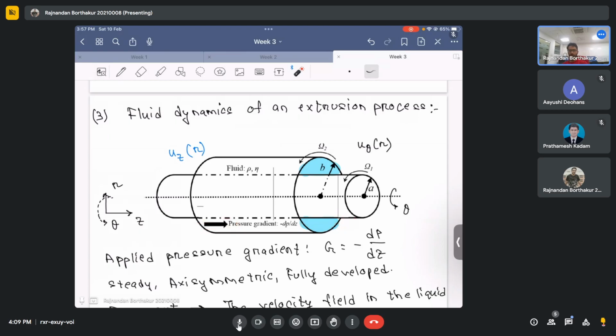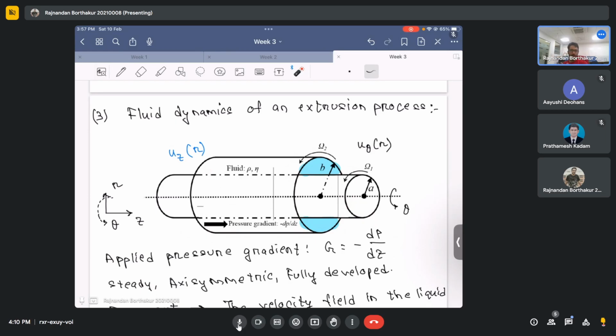This means the velocity profile of the fluid will no longer be a 1D velocity profile, and we will have velocities in two directions. Because of the pressure gradient, we will have a velocity in the z direction, u_z. And because of the rotation of the cylinders, we will have velocity in the theta direction as well, u_theta.